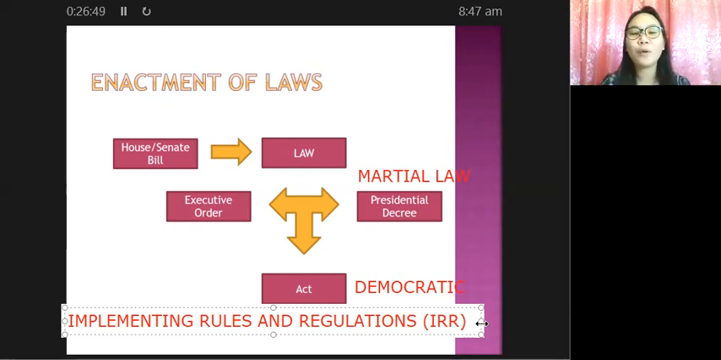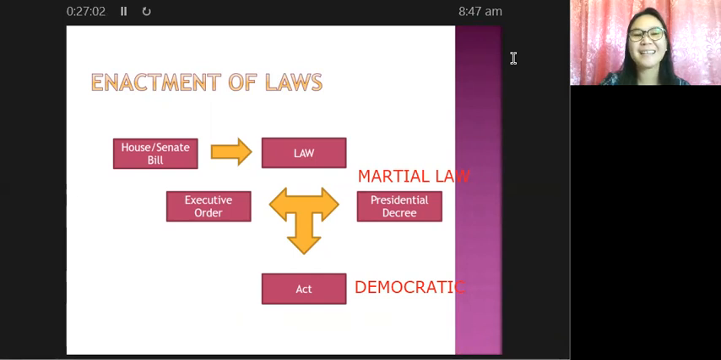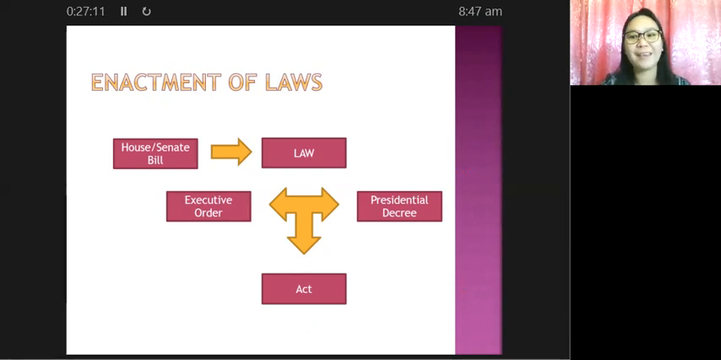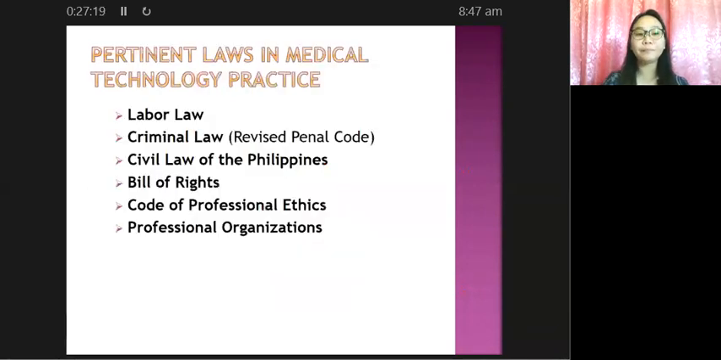Later, when we talk about the different Republic Acts, you will be able to appreciate the different implementing rules and regulations. One slide, 27 minutes. Anyway, for the next slides, it's going to be fast, fast, fast. All right, so let's move on to the next slide.